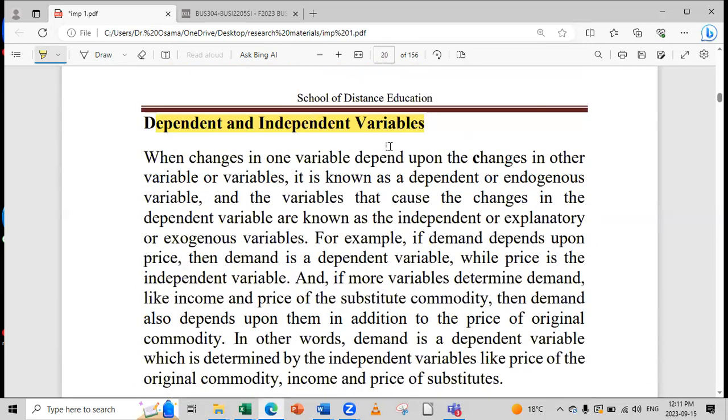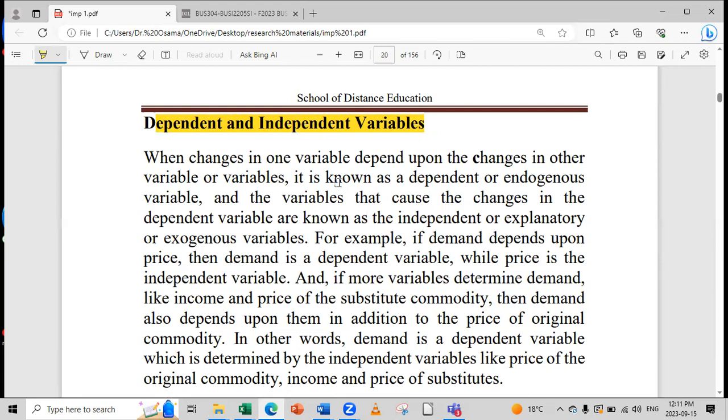Now I will move on to another very important thing. What is the difference between the dependent and the independent variable? How do we tell the dependent and the independent variables apart? The independent is the one that is affecting but not affected. The dependent is affected but not affecting. What do I mean? I will tell you.